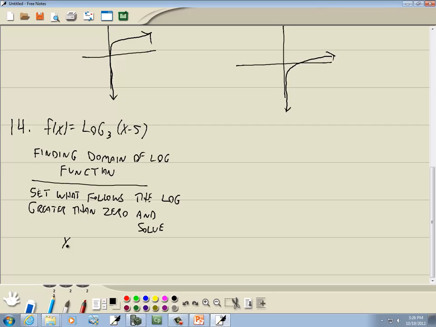So we're going to set what follows the log, which is x minus 5, greater than 0. Now to solve this, we take the negative 5 over, and we get x is greater than 5. And that's our domain. If you want to write it in interval notation, it'd look like this: 5 to infinity with parentheses around both of them. I don't care how you write it in my particular class.